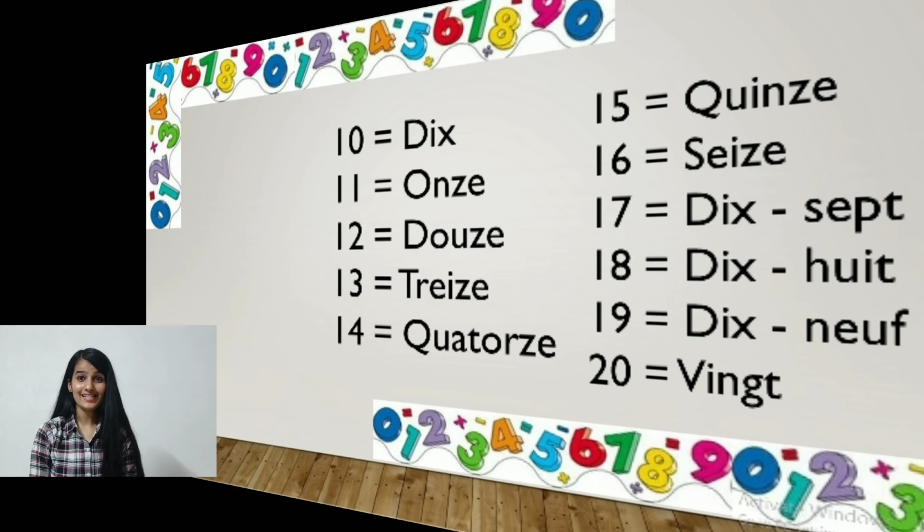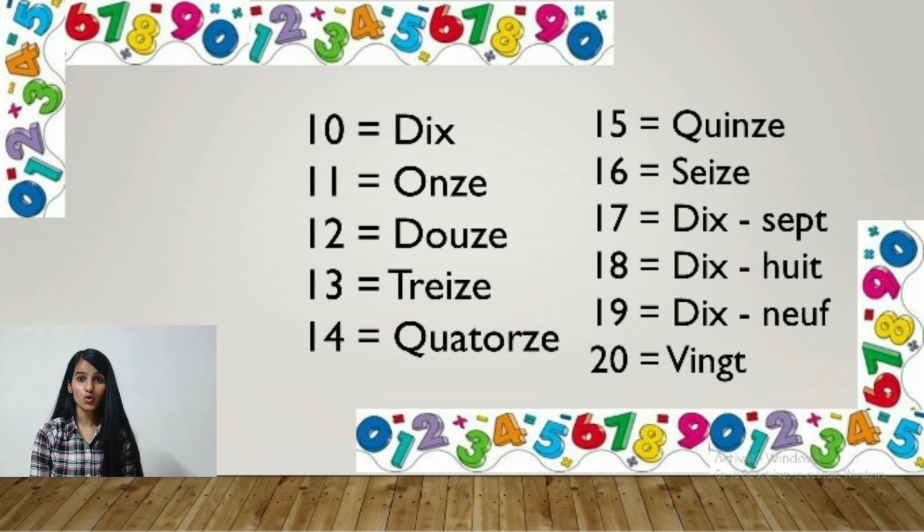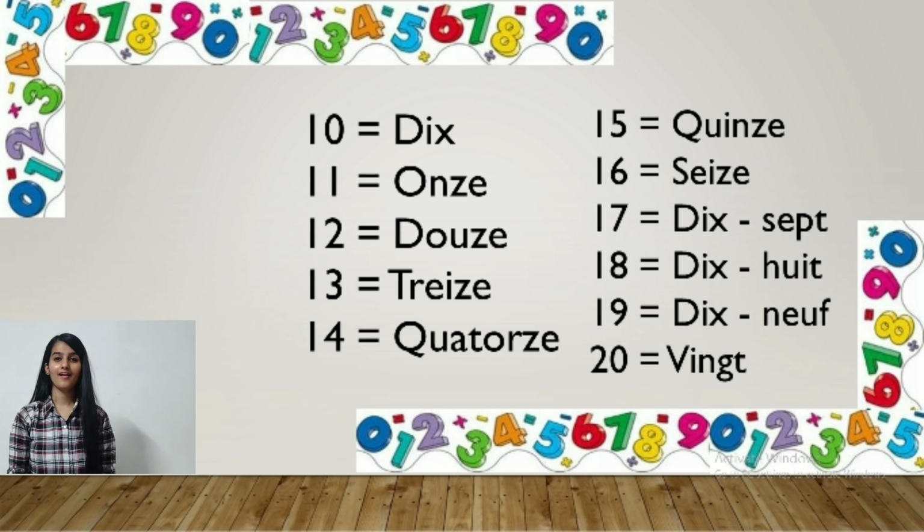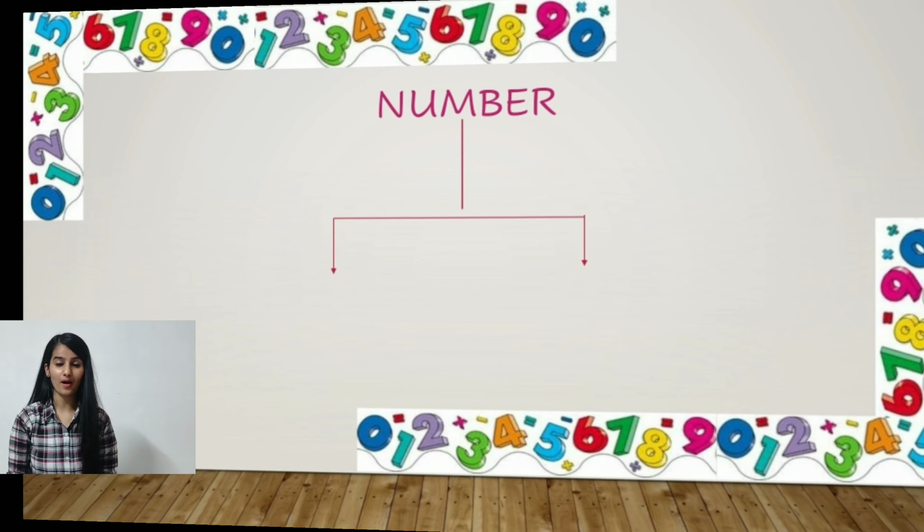So 10, 11, 12, 13, 14, 15, 16, 17, 18, 19, and 20. After 20, all the numbers will be divided into two parts.